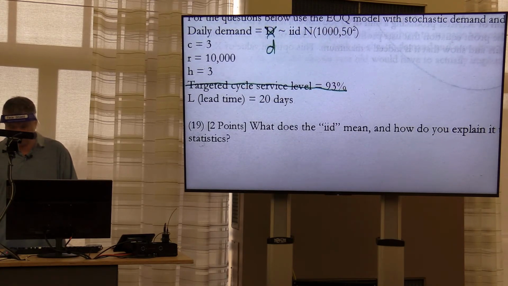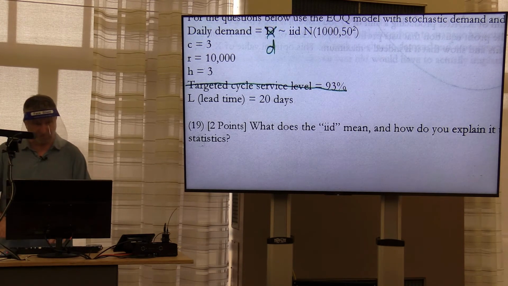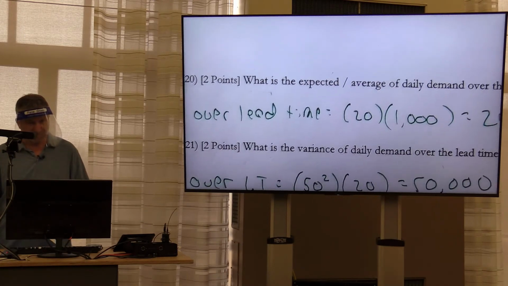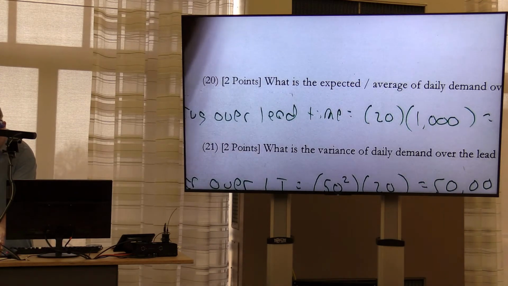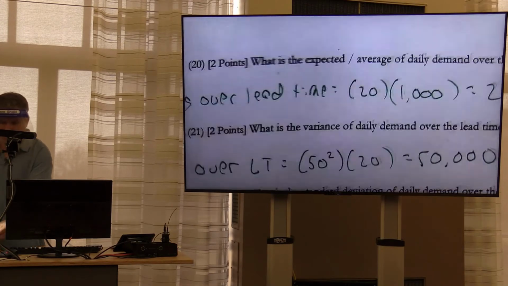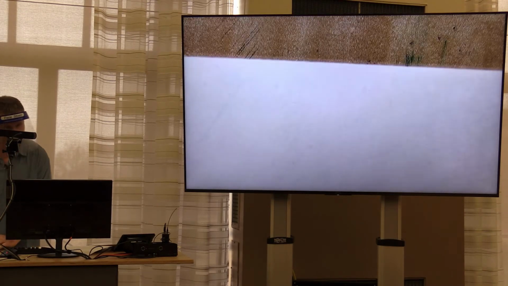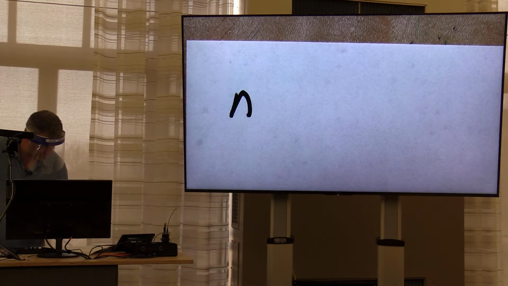And the first question is about what does IID mean. We talked about that last time. I'm going to skip that and go straight to doing some of the problems. Okay. The first thing it's asking is what is the expected or average daily demand over the lead time of 20 days? This is question 20.